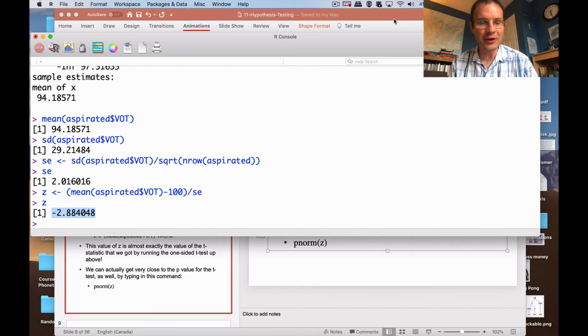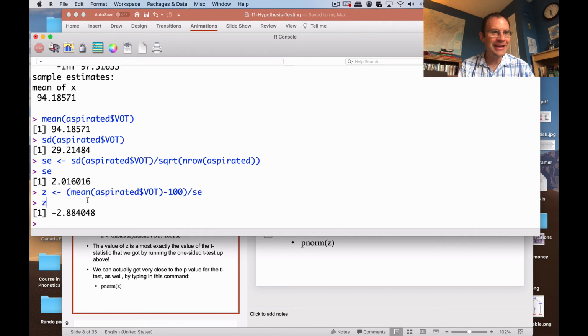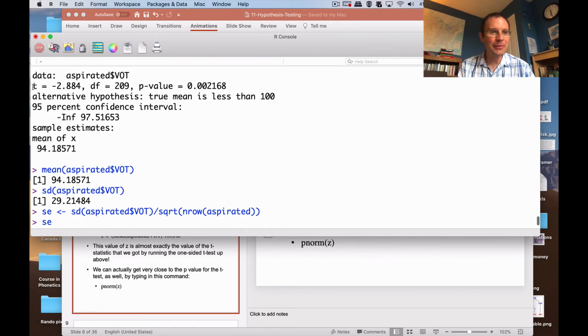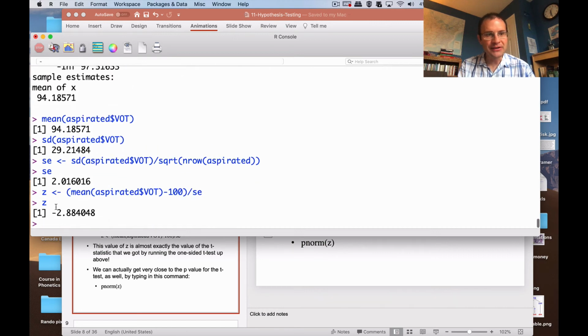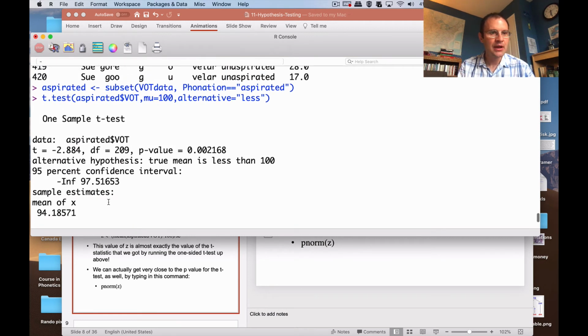If you jog your memory and go back to what we talked about with respect to z-scores, perhaps you can recall that that's relatively far to the left, beneath the mean of the distribution. More relevantly for this slide, if we go back to the output of our t-test command, we see that t equals negative 2.884, which is basically what we're getting here for the z-score. They're effectively the same value, even though they're calculated in slightly different ways.